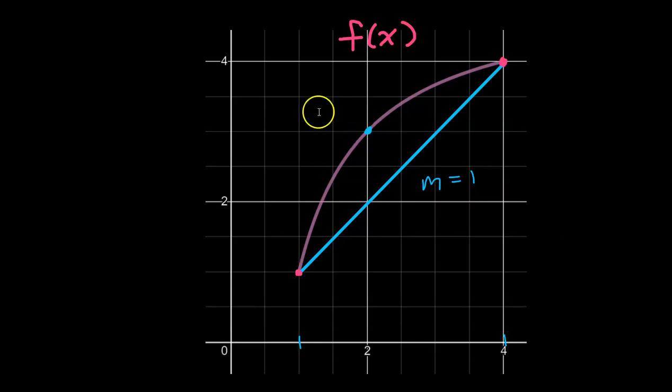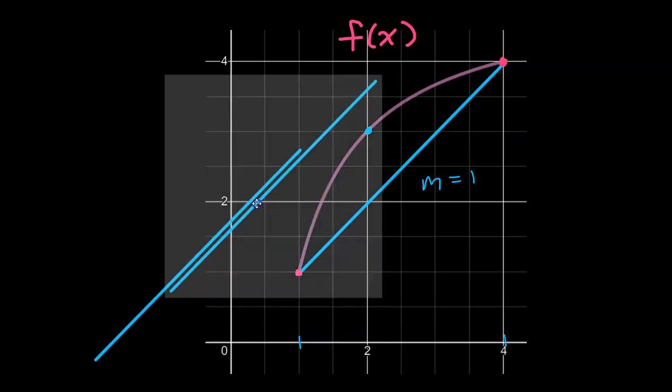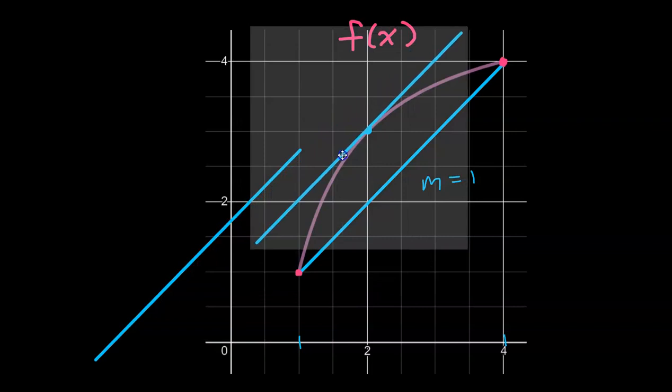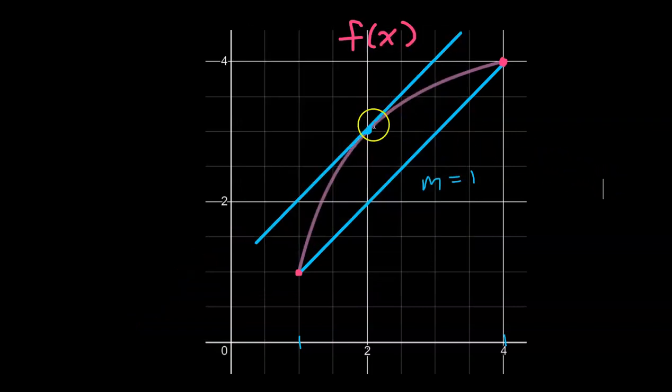So if we take a look at it, I'm just going to copy this same segment. And sure enough, that is the tangent line at 2. So that means the instantaneous rate of change at 2 is equal to the average rate of change over this interval.